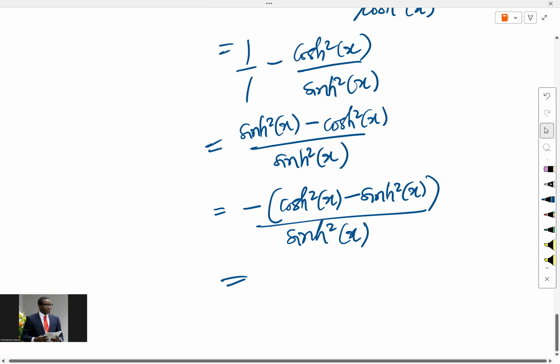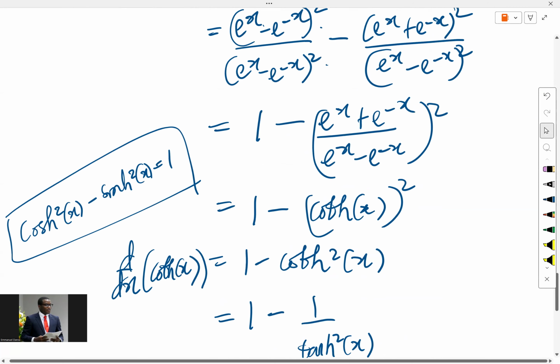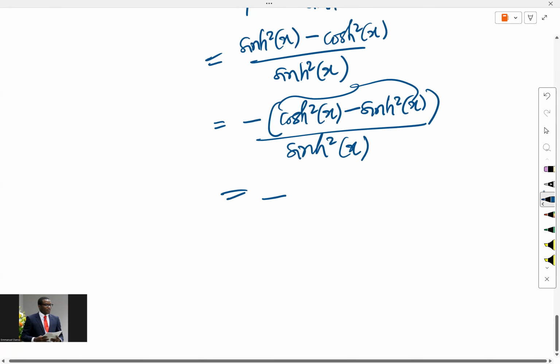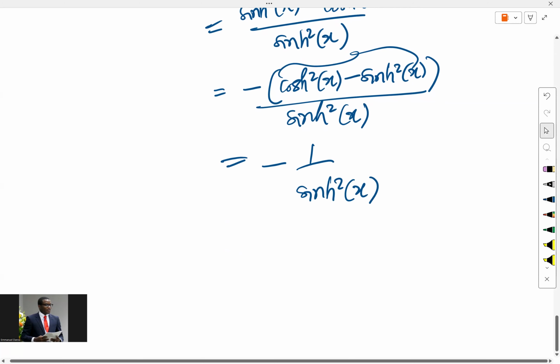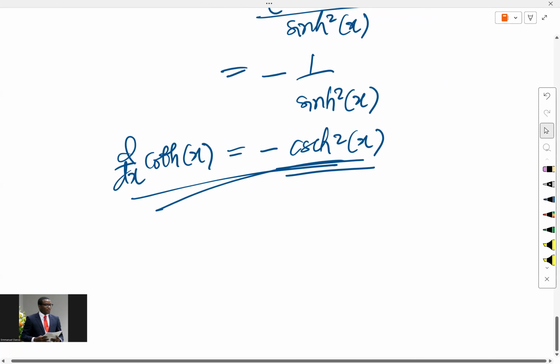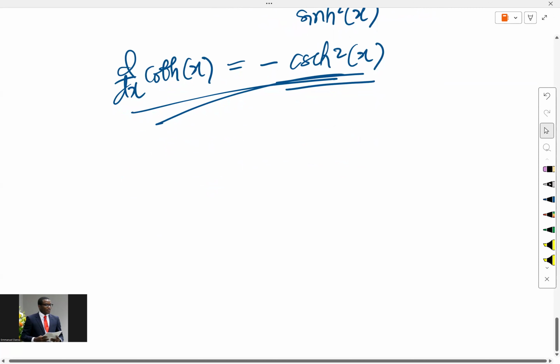And we already know from this expression up here, cosh squared x minus sinh squared x is 1. So it means that this whole expression is actually 1. So we have minus 1 over sinh squared x. And the reciprocal of sinh squared x is actually csch squared x. So we have minus csch squared x. And that is why the derivative of coth x is actually minus csch squared x. I just felt I shouldn't just write that down. So you can use the same idea for tanh x and all that.